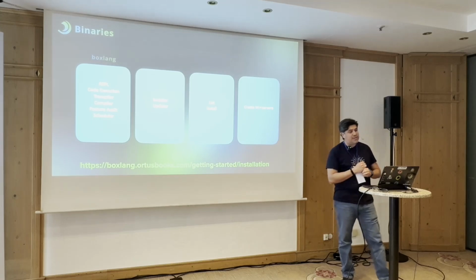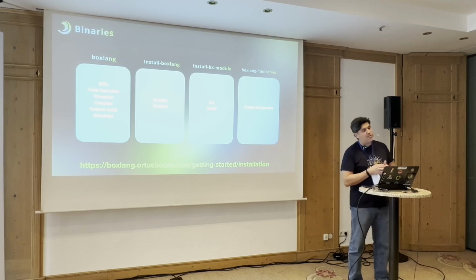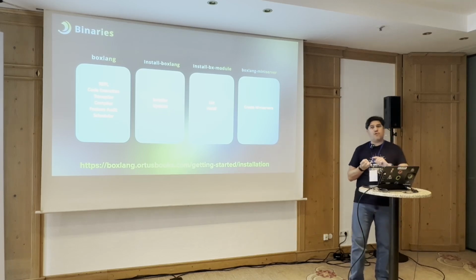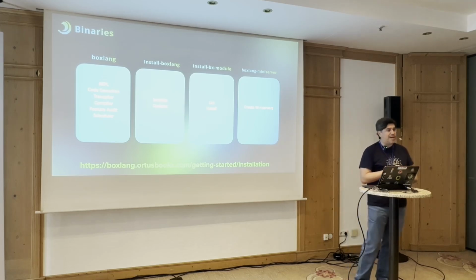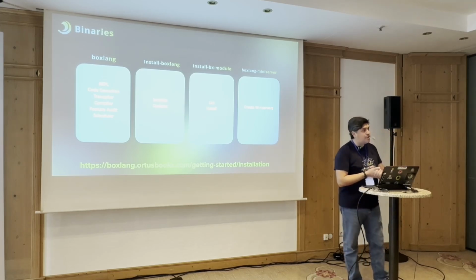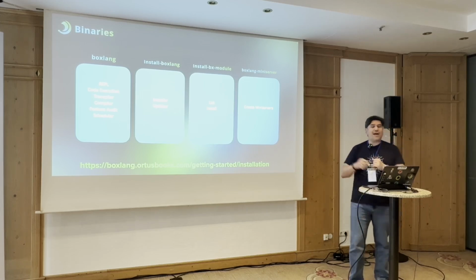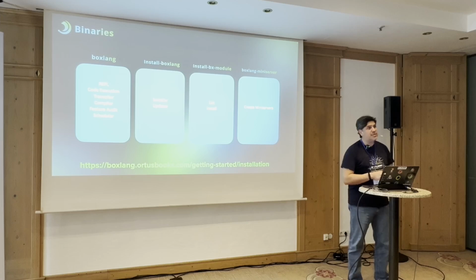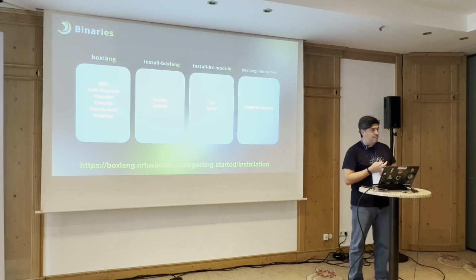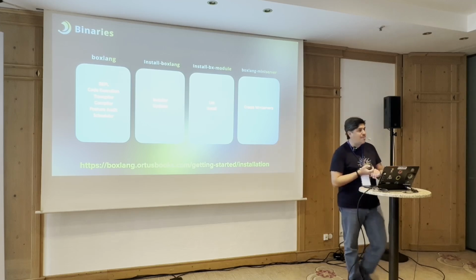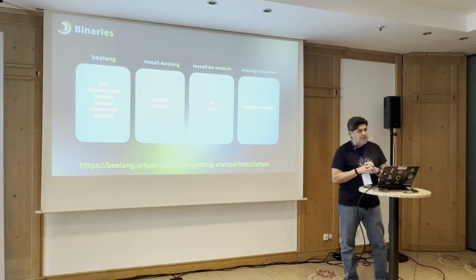The 4 binaries here will start from left to right. The BoxLang binary is basically what we use for a REPL, what we use for code execution, what we use for a transpiler, compiler, feature audits, and the scheduler. Okay, this is kind of the main core binary. Then we have install-boxlang. This is just a script that allows us to install the operating system binary and update it. Then we have install-bx-module, which allows us to list and install modules.